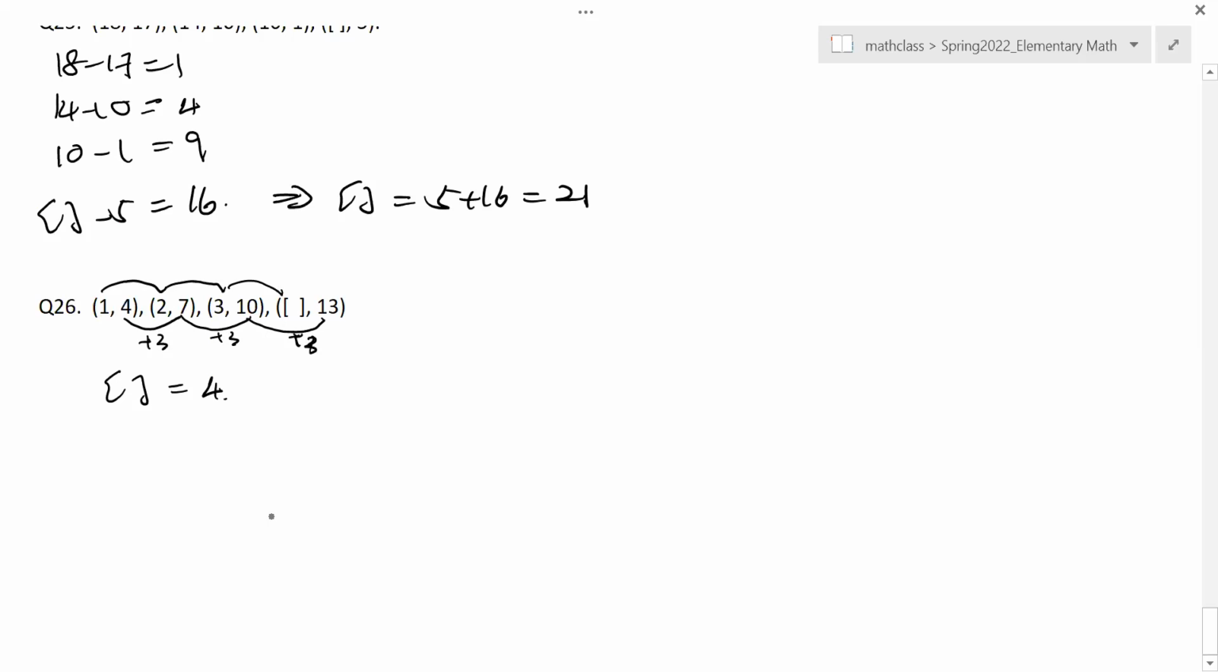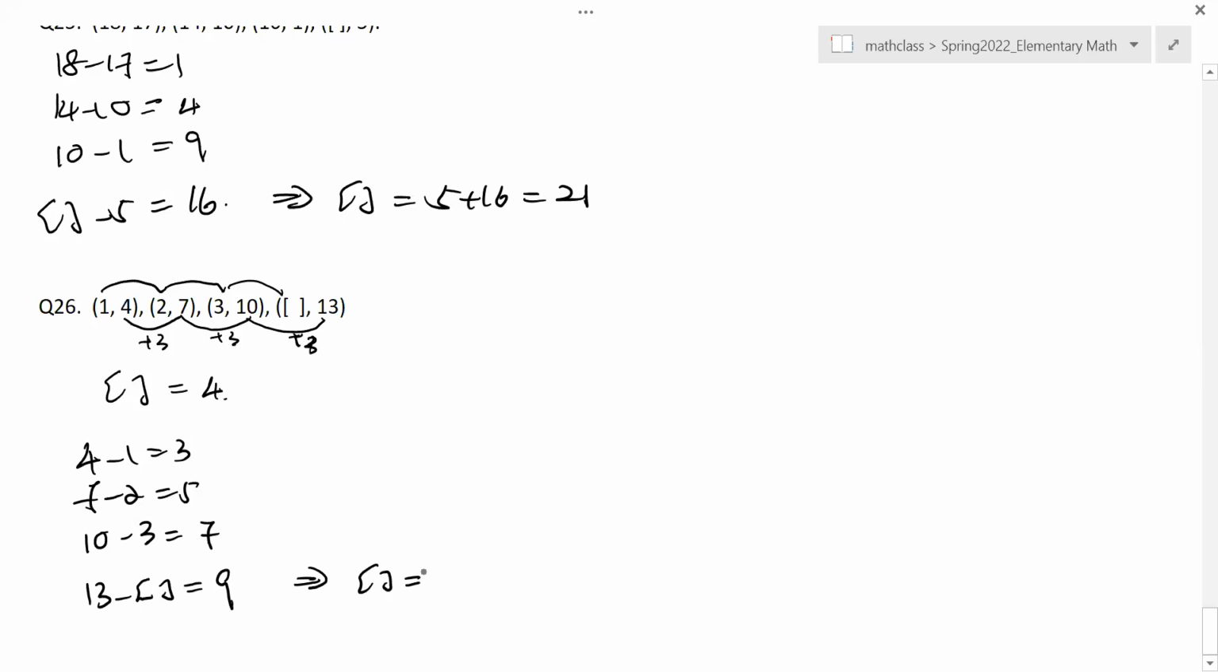Another way you can do is take the difference of the two numbers. Maybe that works. The difference of two numbers: 4 minus 1 is 3, 7 minus 2 is 5, 10 minus 3 equals 7. 13 minus some number should be equal to 9. So that implies that number is going to be 4. And that's a way to solve the problem.